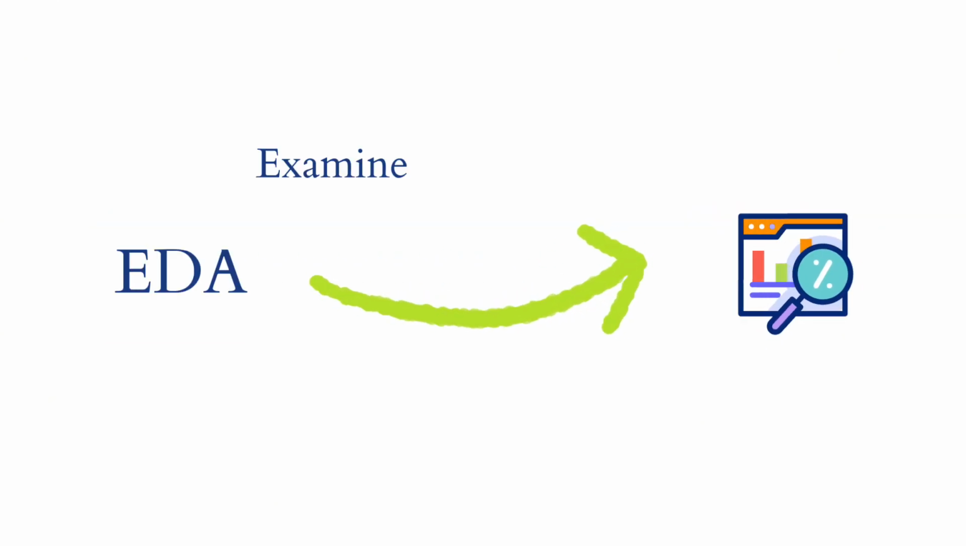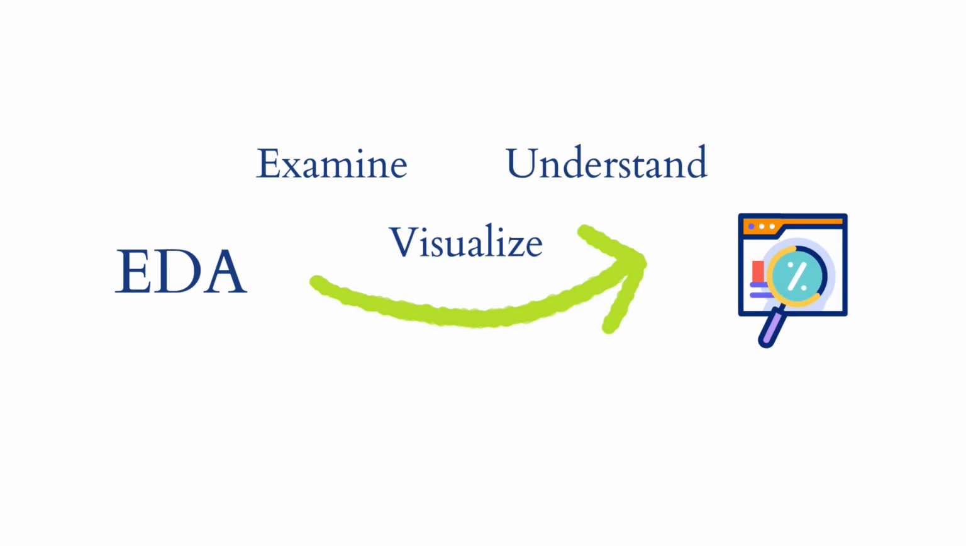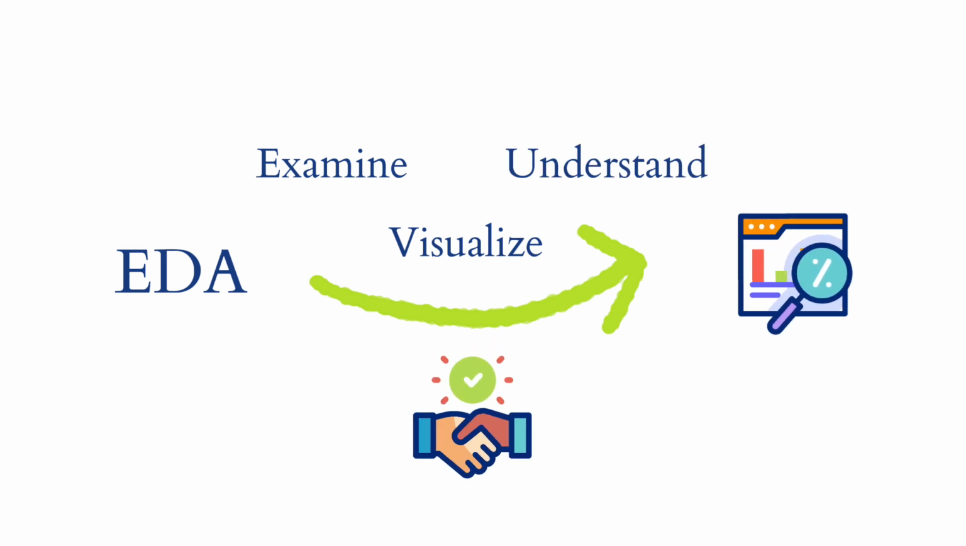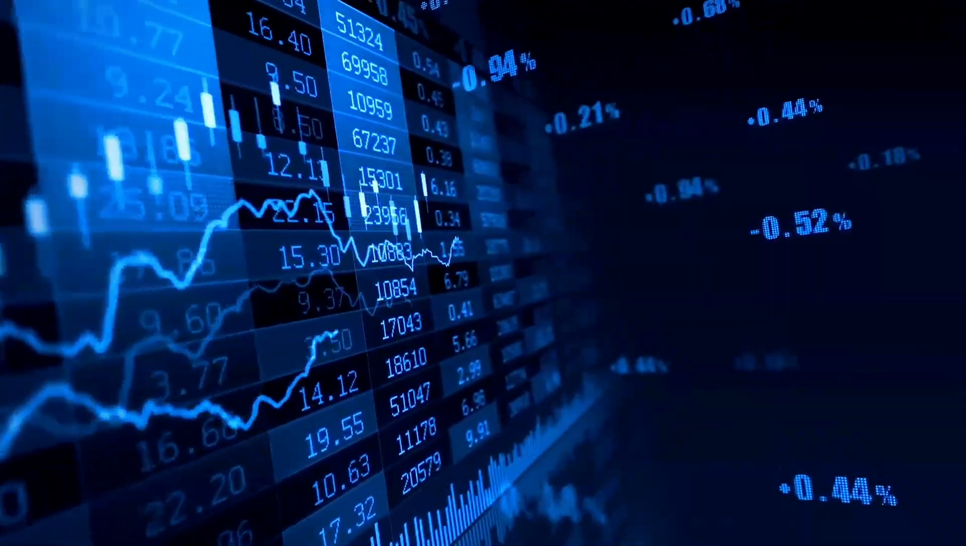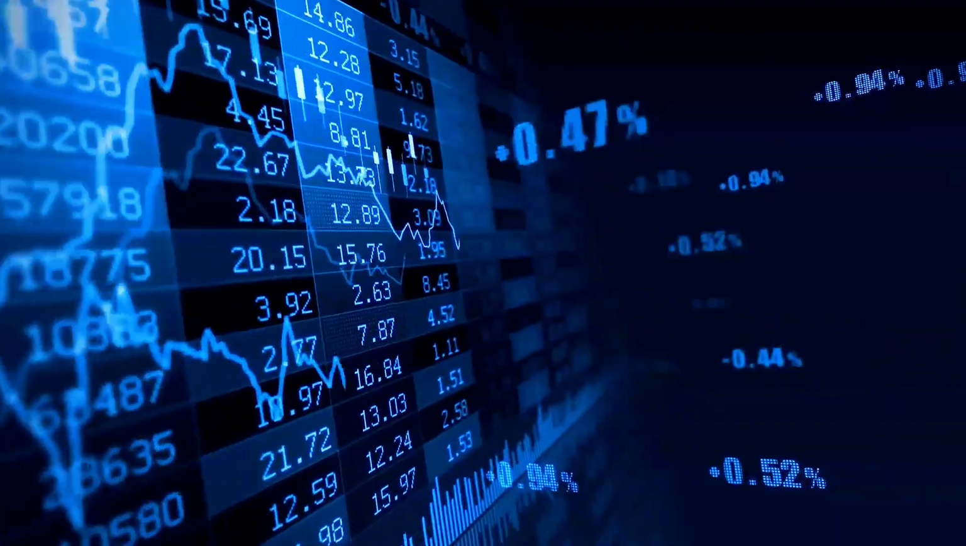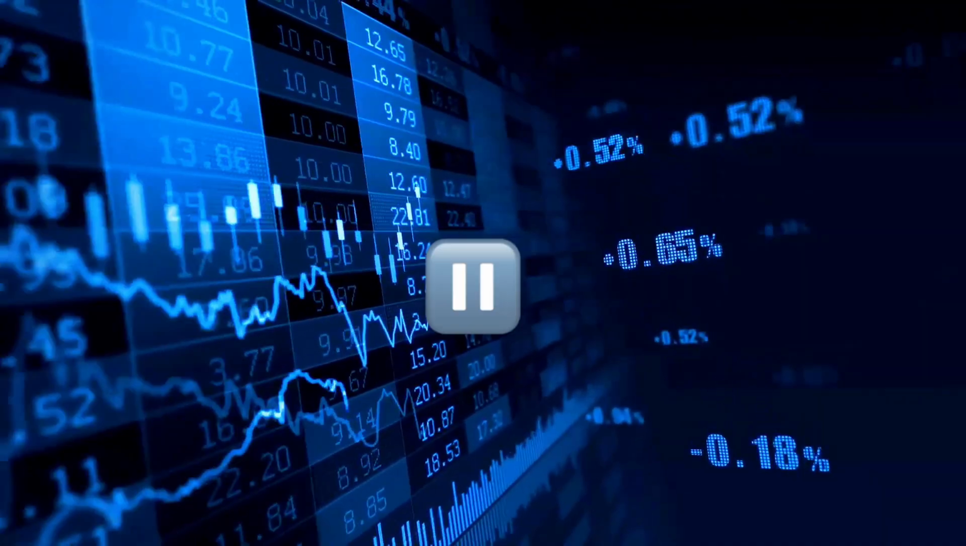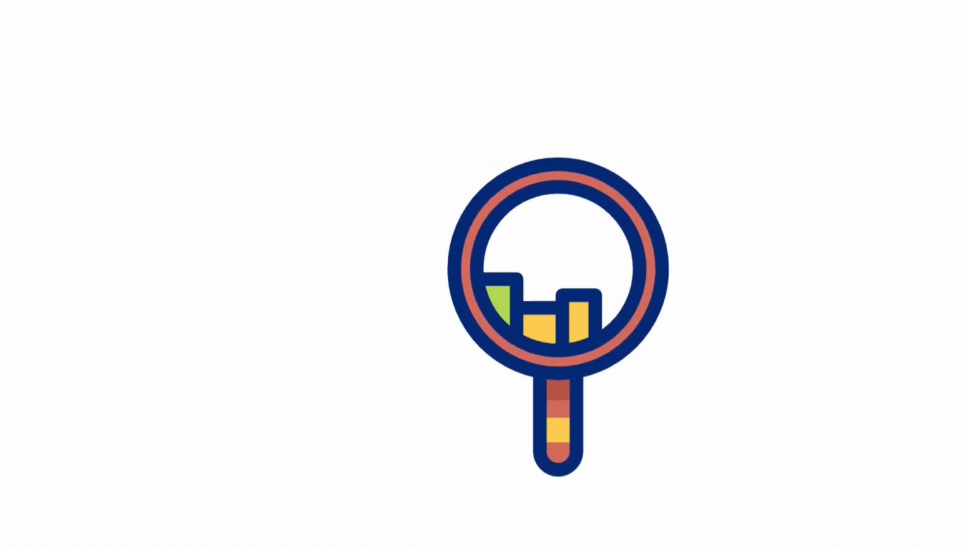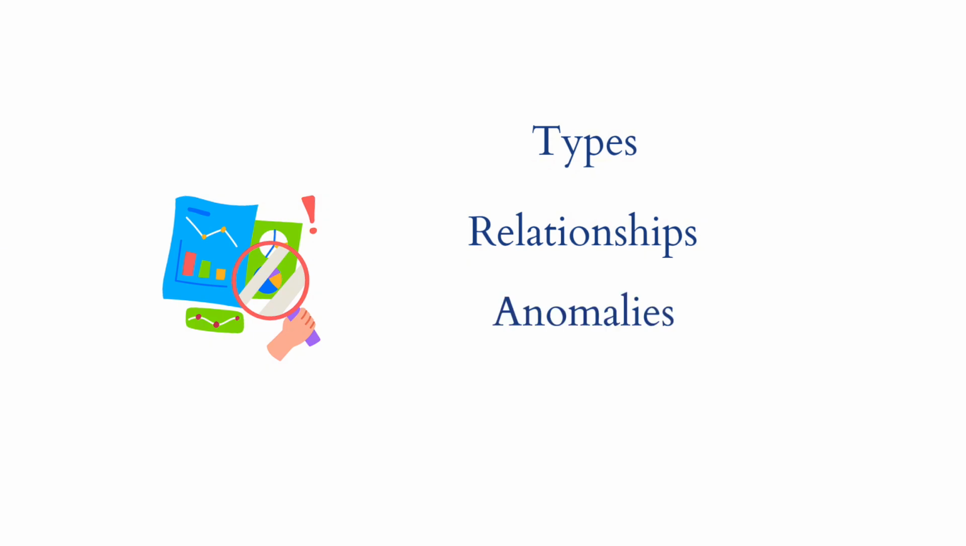EDA is the initial step of data analysis where we examine, visualize, and understand our data set. It's like the getting to know you phase between us and our data. Instead of diving straight into complex statistical models or algorithms, slow down. Let's take a closer look at these figures. We need to examine the types of variables, how they interact, whether there are missing values, outliers, or inconsistencies, and whether the data itself is even reliable.